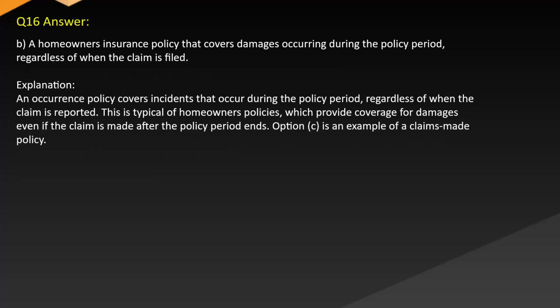Answer: B. A homeowner's insurance policy that covers damages occurring during the policy period, regardless of when the claim is filed. Explanation: An occurrence policy covers incidents that occur during the policy period, regardless of when the claim is reported. This is typical of homeowners' policies, which provide coverage for damages even if the claim is made after the policy period ends. Option C is an example of a claims-made policy.